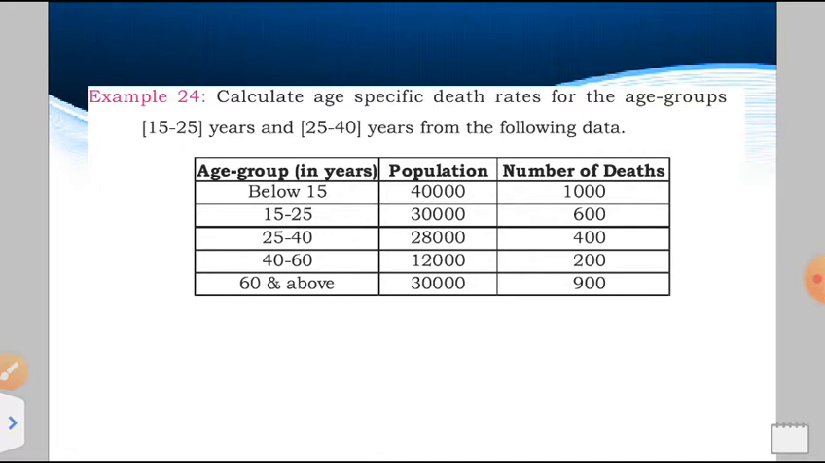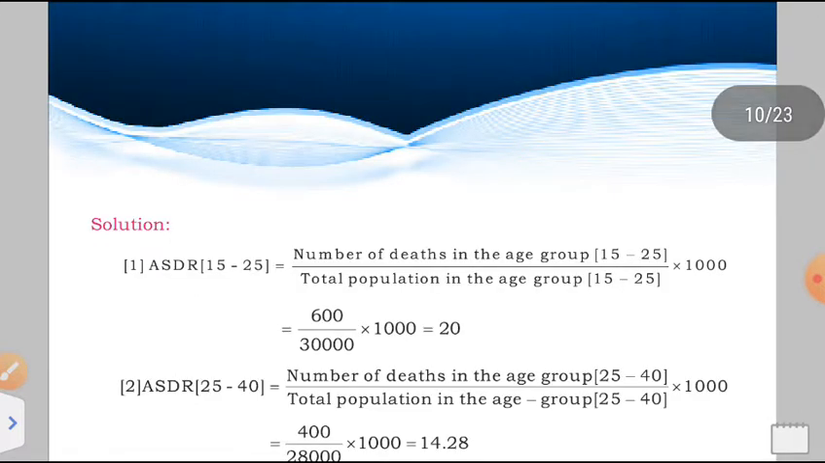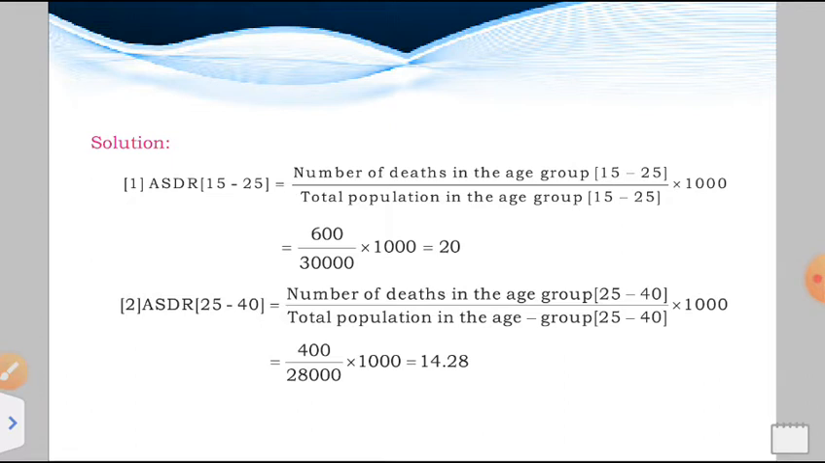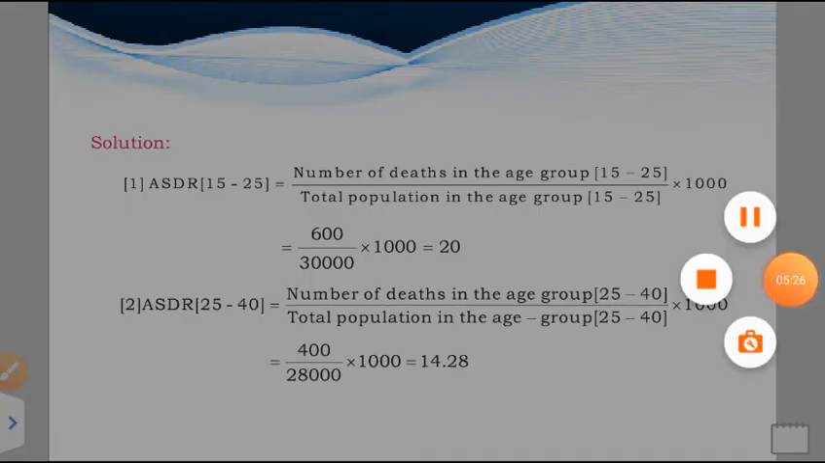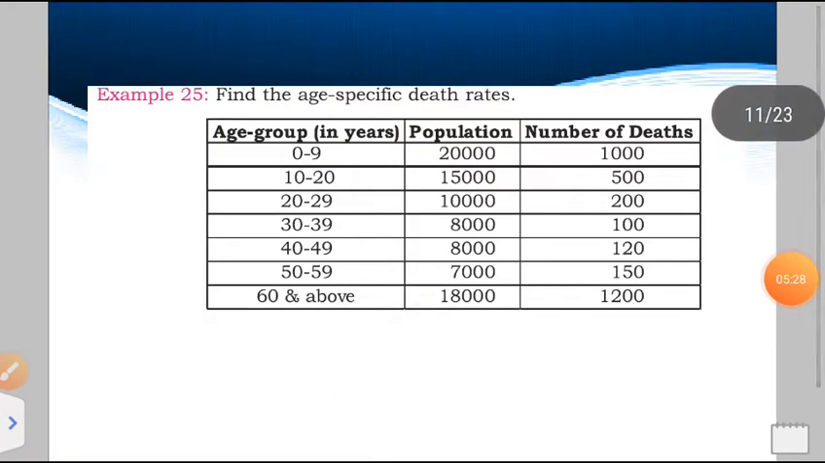So here we have to take the number of deaths divided by the population for the group 15 to 25, and then only for 25 to 40. This is how we have done the calculation. ASDR for 15 to 25 is given by 600 by 30,000 into 1000, and similarly for the 25 to 40 group we have taken the number of deaths in that group divided by the total population of that group into 1000. I think it's also relevant regarding CDR, if you understand. So the only thing we are going to change is that we are considering the particular age group. Correct. Let's go for the next example.